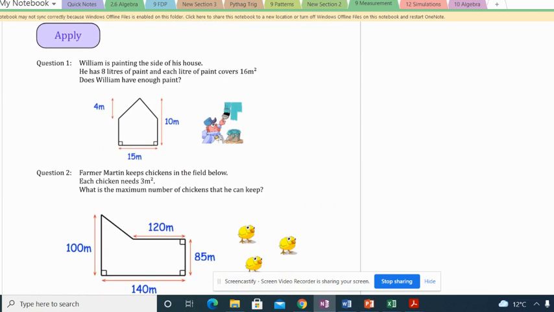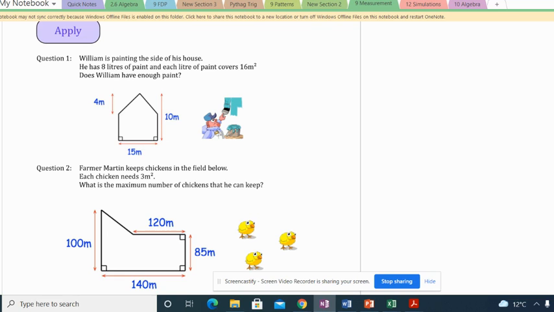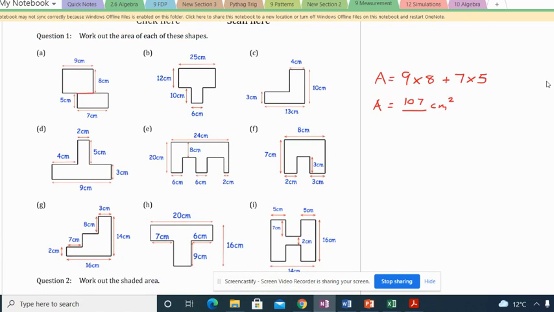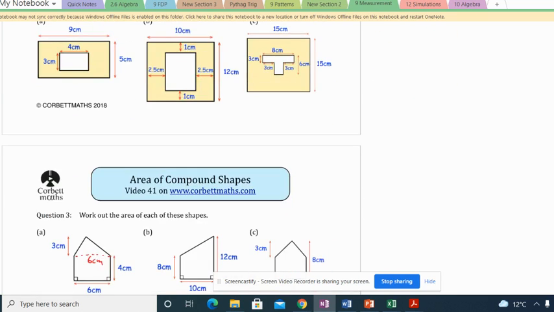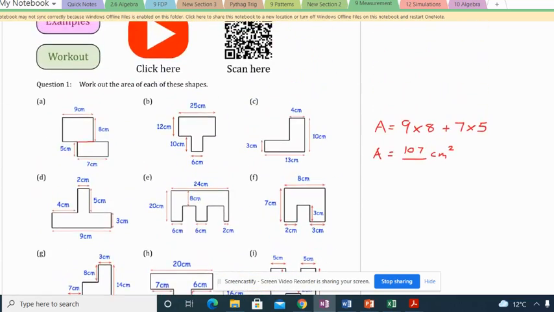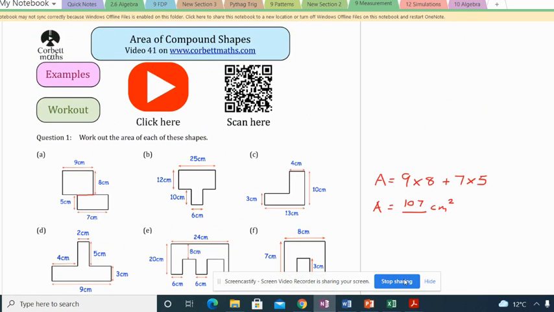And then there's just a couple of application questions there at the end. So again, just have a go with, say, 1 or 2 of the questions in each of question 1, 2, 3, 4, and then have a go with the application questions. And let me know if you've got any issues or questions.